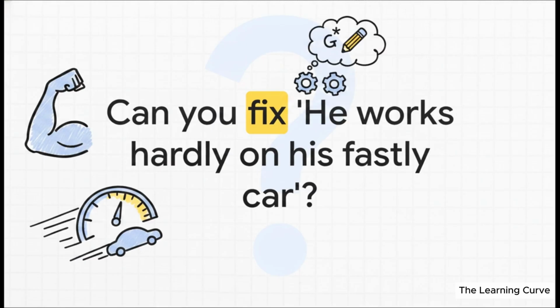To wrap things up today, I want to leave you with one final challenge. Can you fix this sentence, he works hardly on his fastly car? Think about everything we've covered today. You got it? The correct sentence is, he works hard on his fast car, because hard is our irregular adverb for effort, and fast is our adjective describing the car.